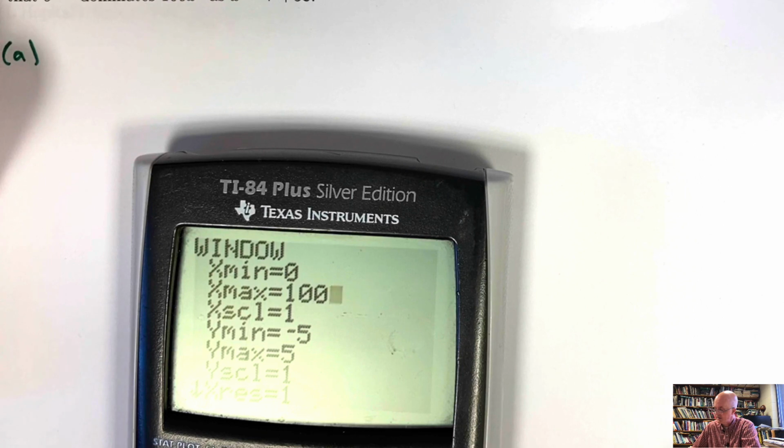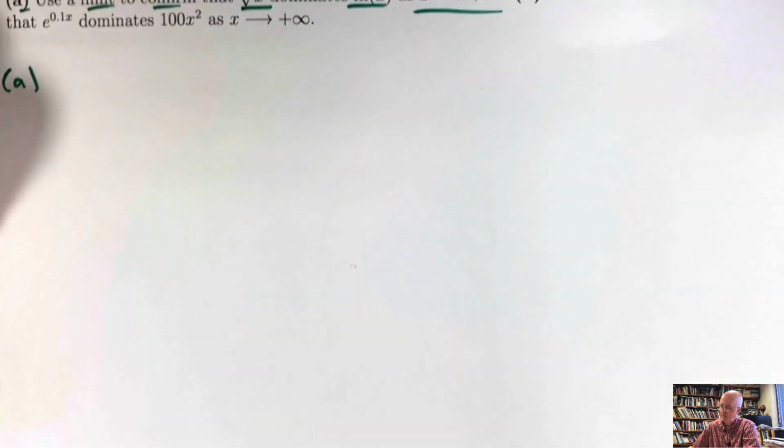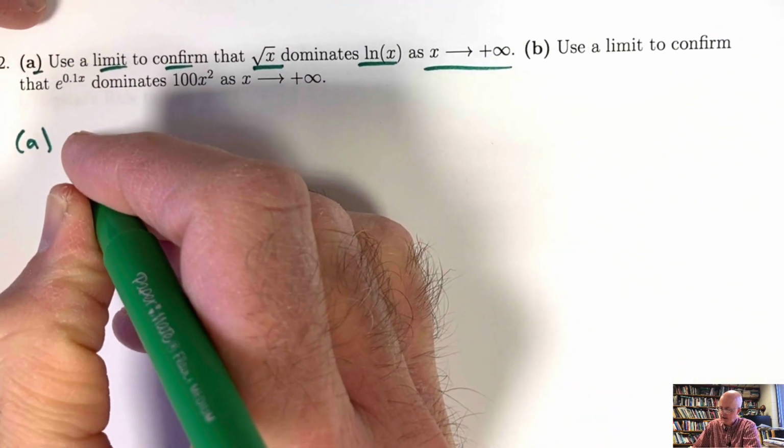If I go to 100, or maybe even 1,000, and maybe we would need to go to, say, 50 here. Let's see what we see. There's the square root function. And the natural log function, okay, you can see the growth rate is not close together. Square root of x is growing a lot faster. But how do you prove this with the limit calculation?